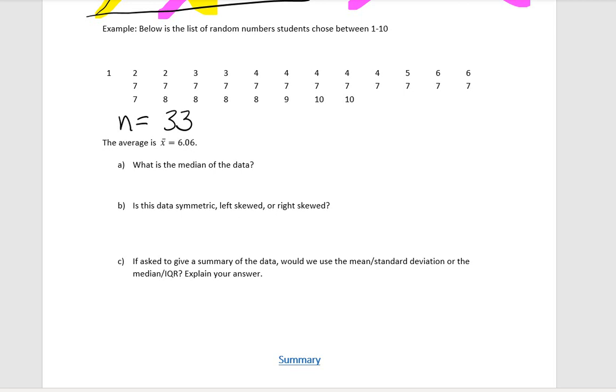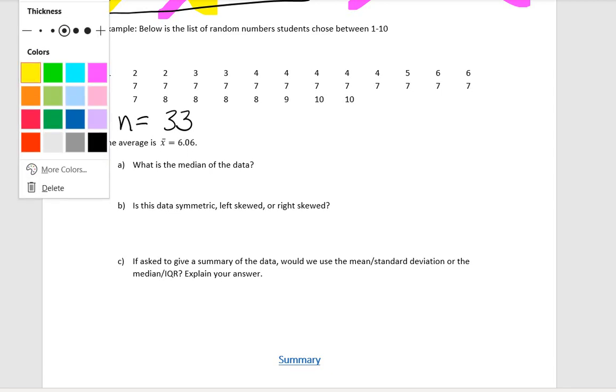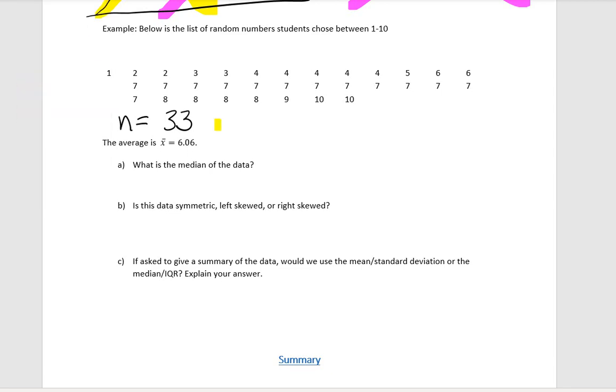Alright, so what we want to do is find the median. So if the size of our sample is 33, what we want to do is find the middle value. You can do that by taking 33, dividing it in half, and then rounding it up. So 33 divided by 2 is going to give you 16.5. So that means that our 17th observation is going to be the middle one. So if I count all the way up to 17, I'm going to land on 7. So the median, which is called Q2, is 7.